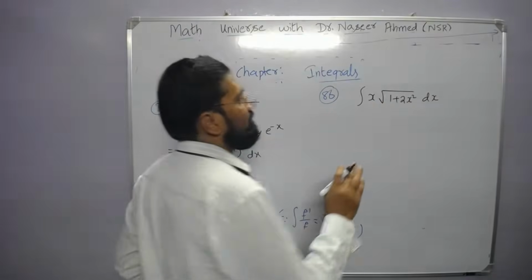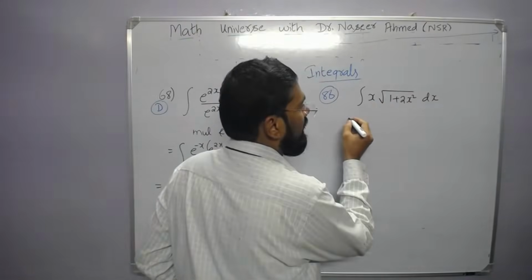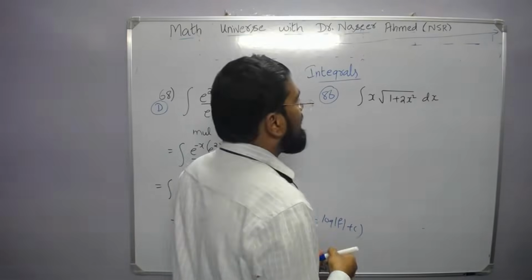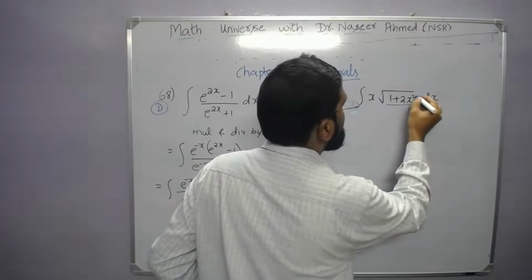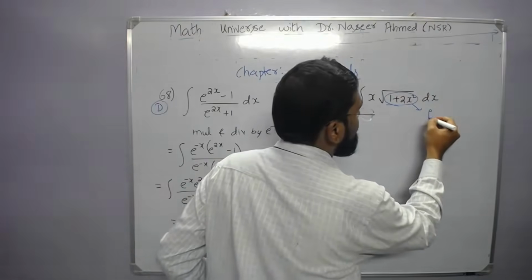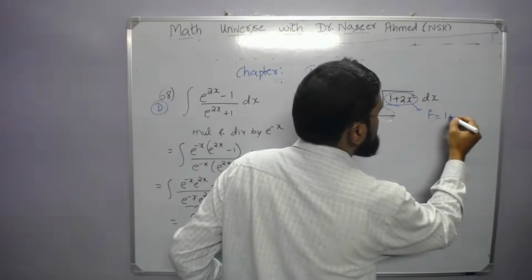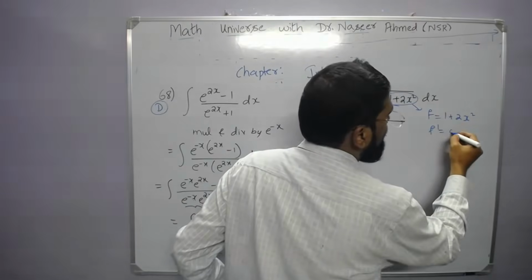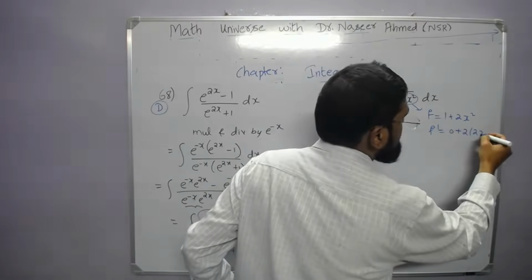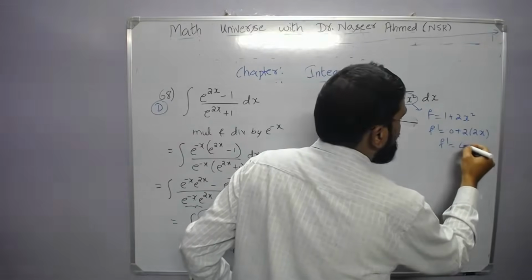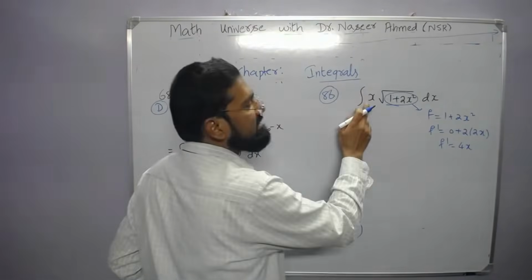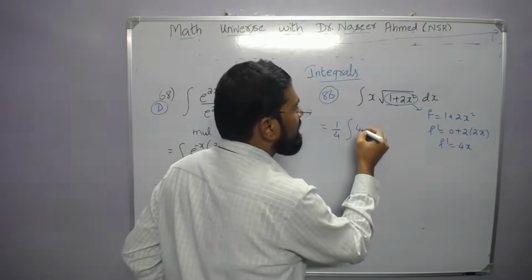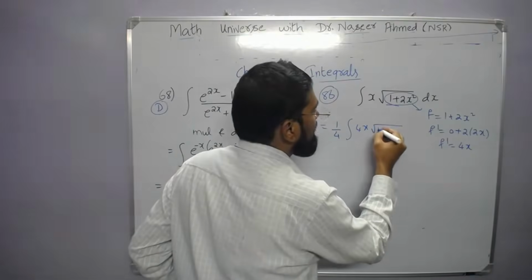Again, see carefully. Since the derivative of this is our f, which is 1 plus 2x square, the derivative is 1 is 0, then 2 as it is, x square is 2x. So f dash will be 4x. Correct? X is there, 4 is not there. So what I can do is divide by 4 and multiply by 4. Now you see carefully.